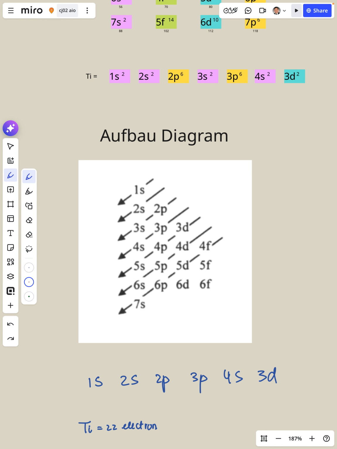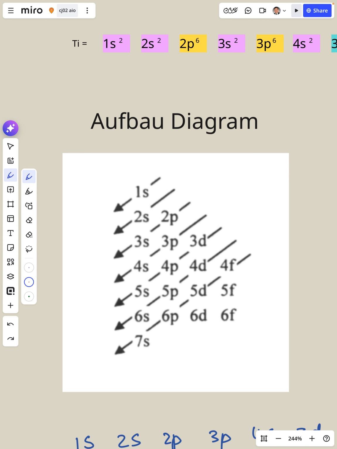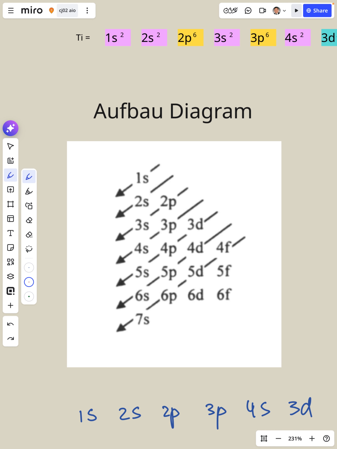S can hold a maximum of 2 electrons. P subshell can hold a maximum of 6 electrons. 10 electrons for D and 14 electrons for F.